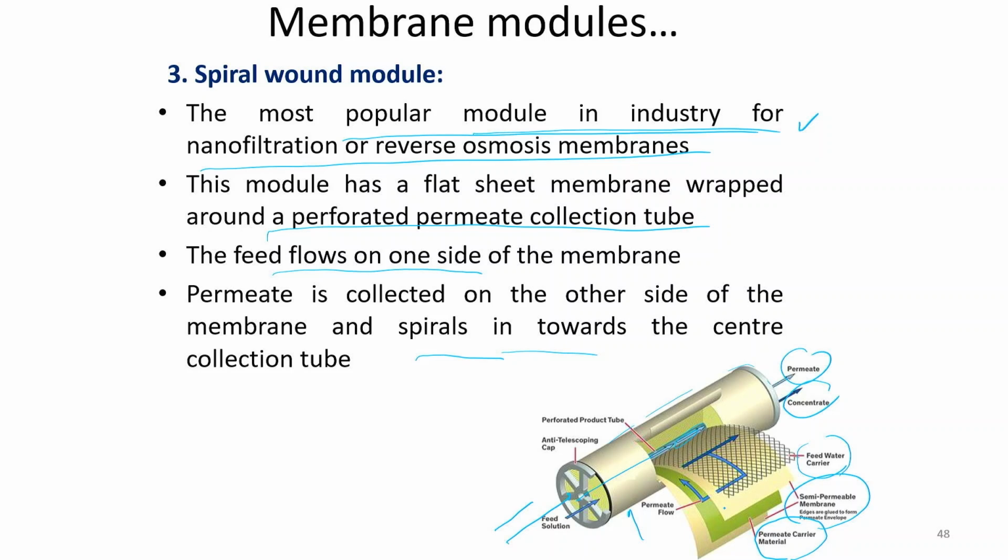So, the permeate is spiraled around that, and from the outside it goes towards the center, where the permeate is collected through the center, and during its path the concentrates are filtered and then collected.